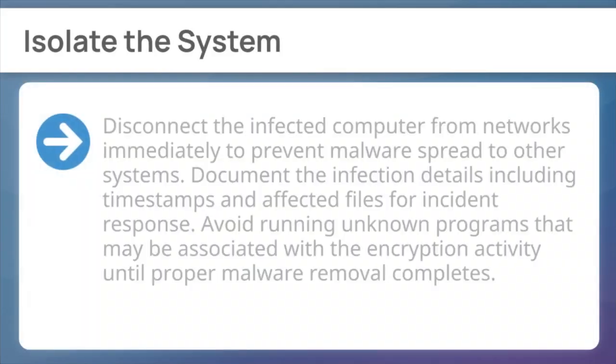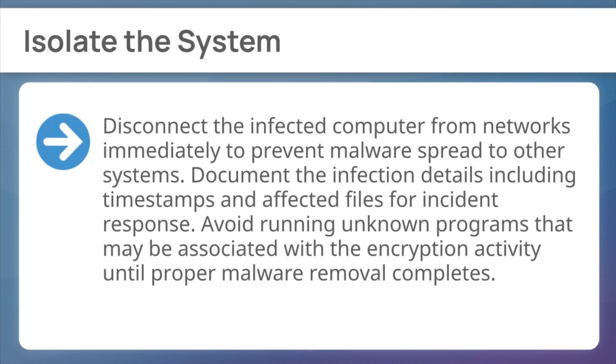First, isolate the system. Disconnect the infected computer from networks immediately to prevent malware spread to other systems. Document the infection details, including timestamps and affected files for incident response. Avoid running unknown programs that may be associated with the encryption activity until proper malware removal completes.